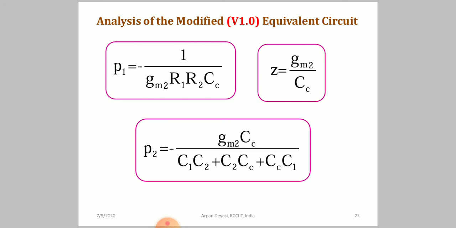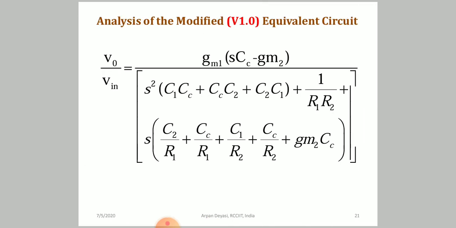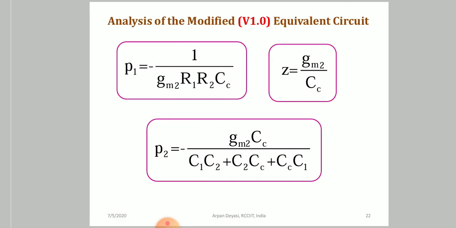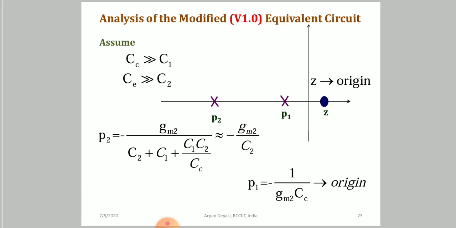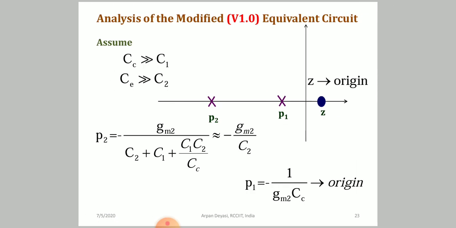If you may ask me the question why: look, in the numerator there is a term S. According to the root locus concept, a term S in the numerator means presence of a zero, and we are getting 2 poles in the denominator because the denominator remains the same quadratic equation. If we plot the root locus, the zero is very close to origin. Why? Because the coupling capacitor will be much greater than C1 and C2 naturally.